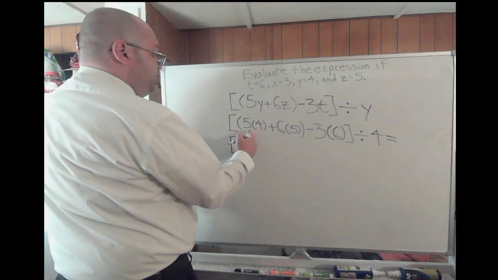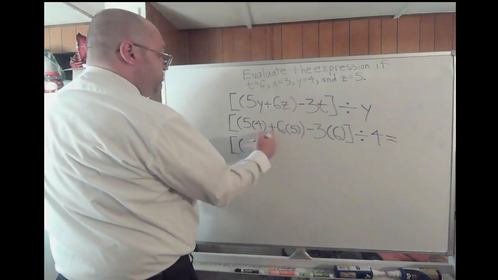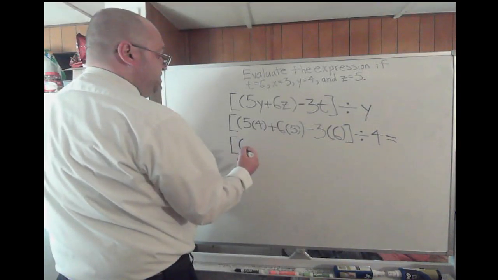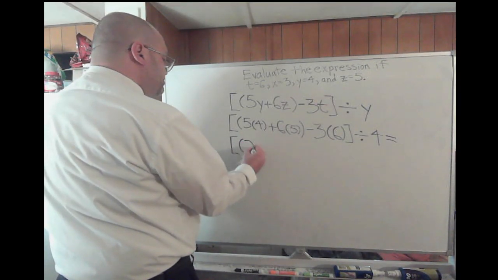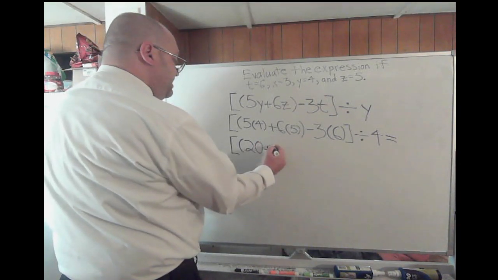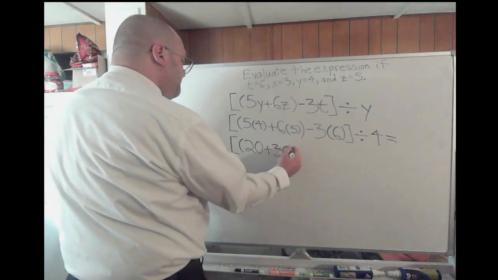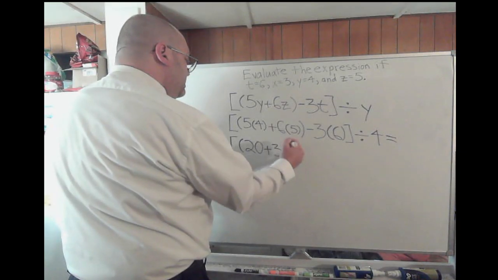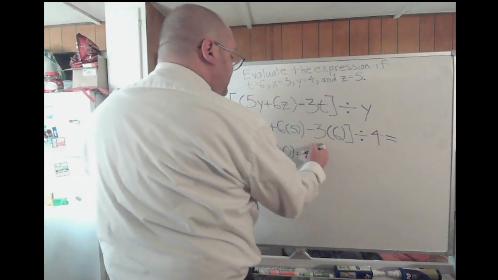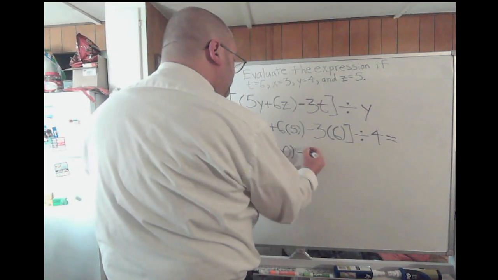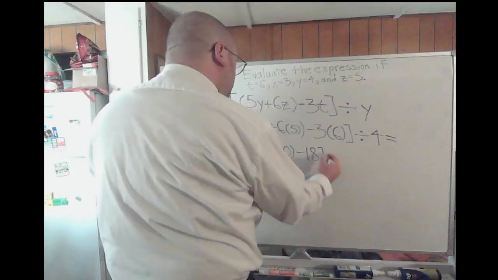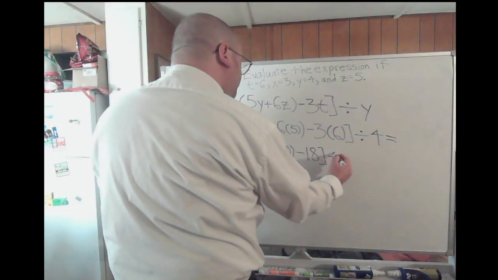Inside the parentheses, you have the quantity of 5 times 4 plus 6 times 5. Well, multiplication comes first inside the parentheses. 5 times 4, that's 20. Plus, then you have 6 times 5, which is 30. All that, then you have minus 3 times 6 outside the immediate parentheses, which would be 18. All that divided by 4.